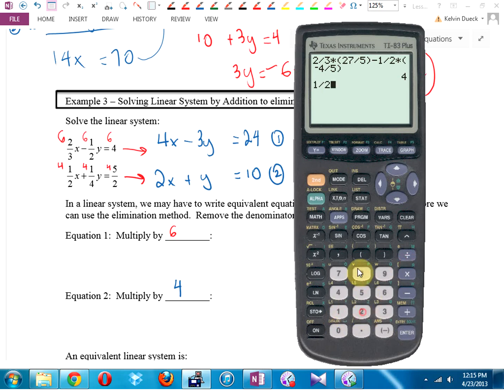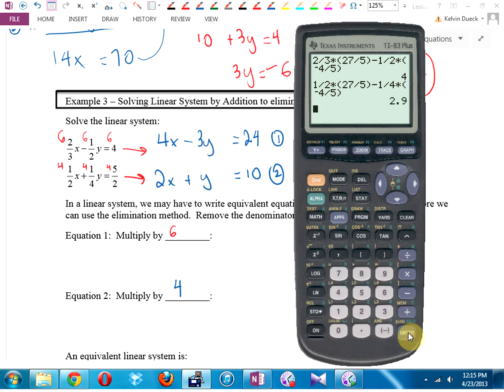One half times bracket 27 over 5. I might not need the brackets. I'm not sure. Some calculators work differently, so I'm just being a little paranoid. Minus 1/4 times bracket negative 4 over 5. What's that supposed to work out to? 5 over 2, it says, right?